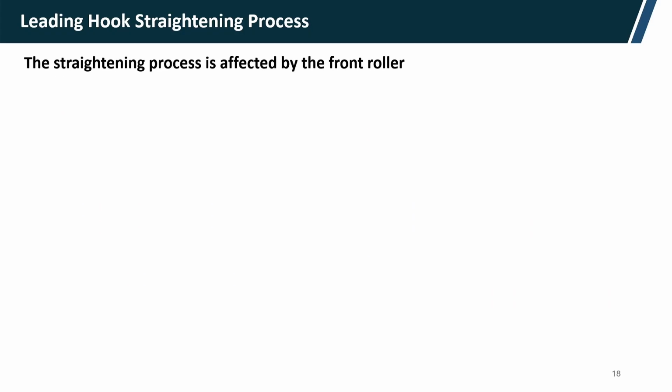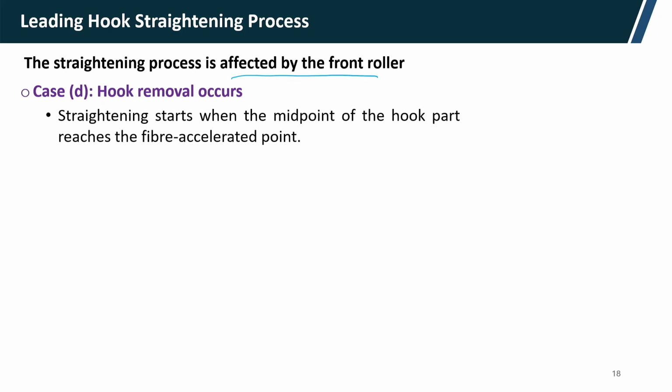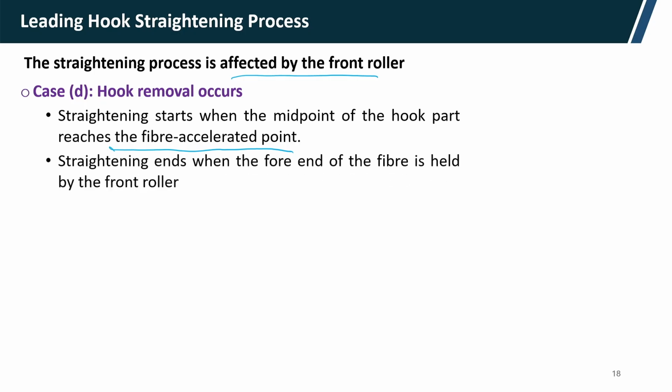Straightening process is affected by the front roller, the case D. Earlier we discussed the case without the front roller. Now, case D is where hook removal occurs, affected by the front roller. Straightening starts when the midpoint of the hook part reaches the fiber acceleration point. That is true for the earlier case also. Straightening ends when the fore end, the leading end of the fiber, is held by the front roller.